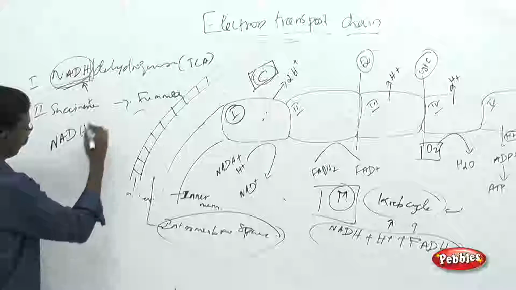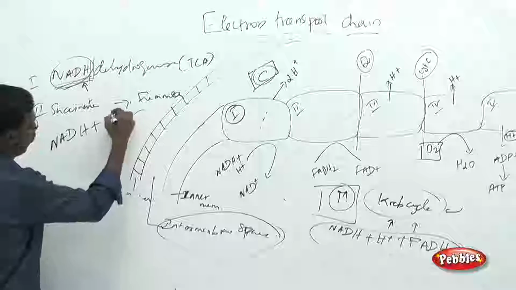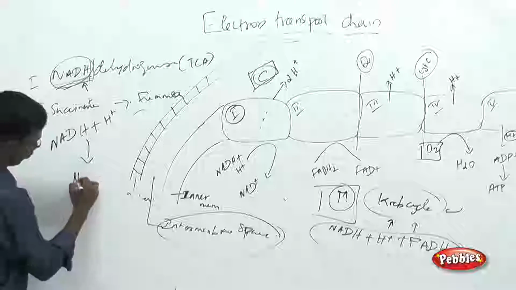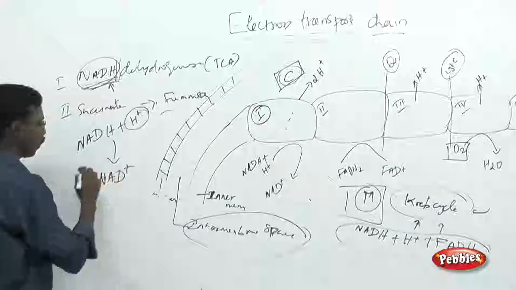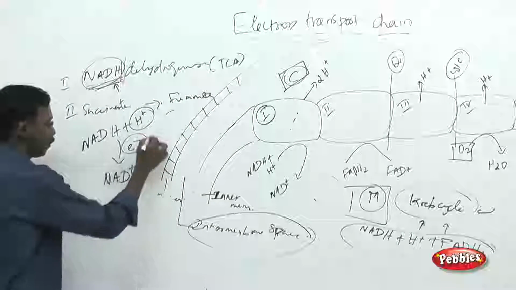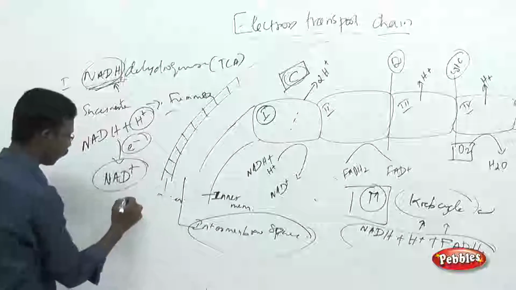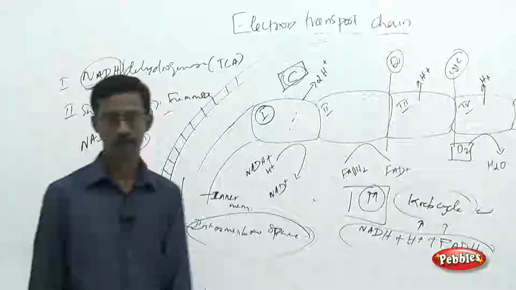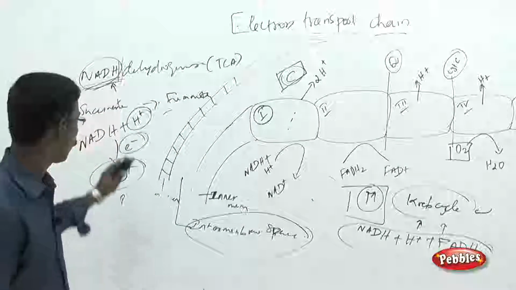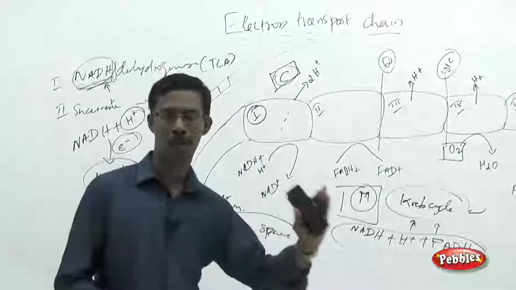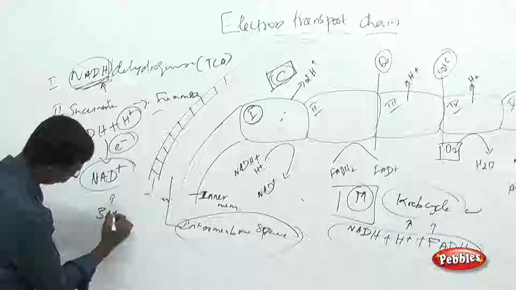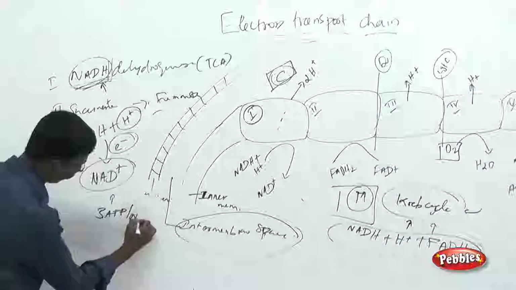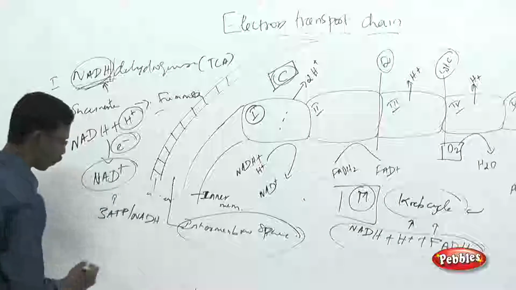So the process will be like this. They accept the protons along with electrons, and they liberate the NAD+ molecule. The point to remember is that each NADH molecule produces approximately 3 ATPs. This is what you have to remember.